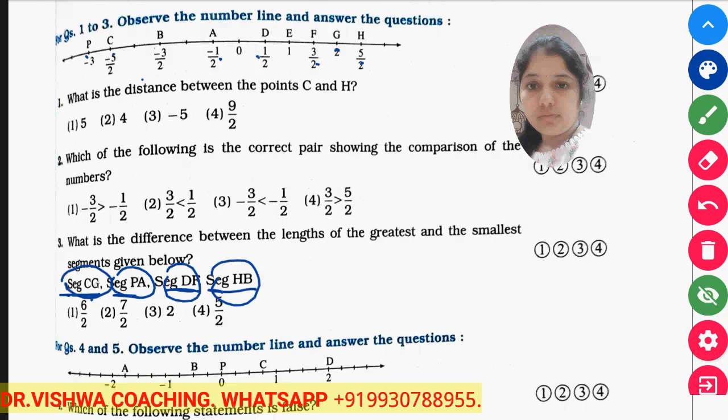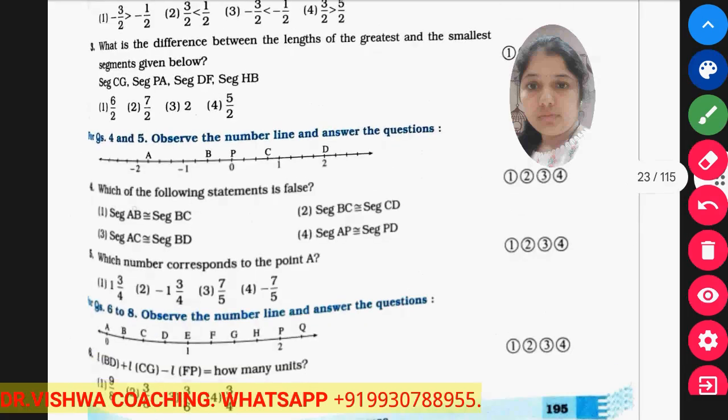To find the length of the segment, you have to find the difference between the points. After finding it, you will get the greatest and smallest segment, and then you subtract the smallest segment from the greatest segment, and you will get your answer. Okay. So again, this one is for your homework.